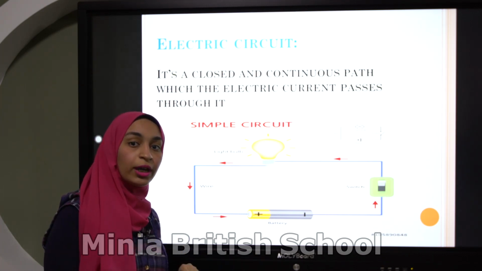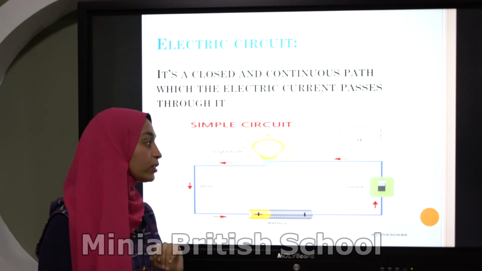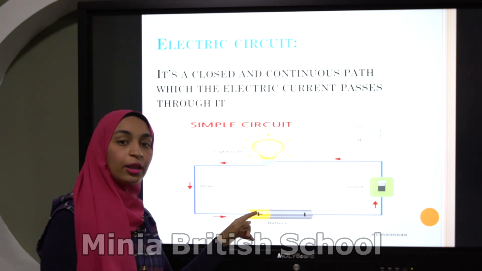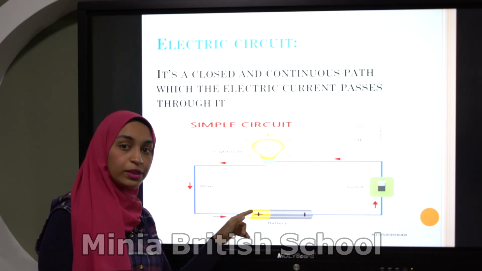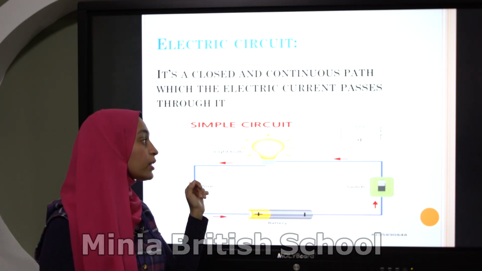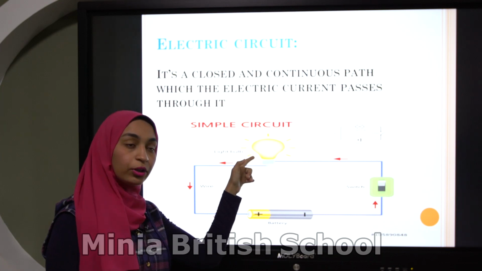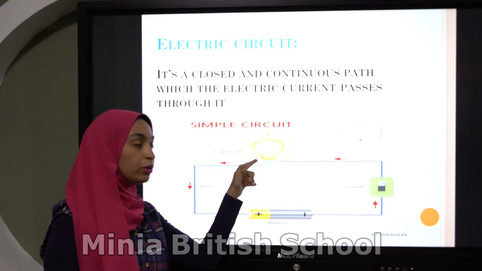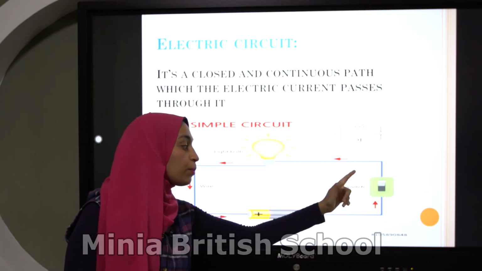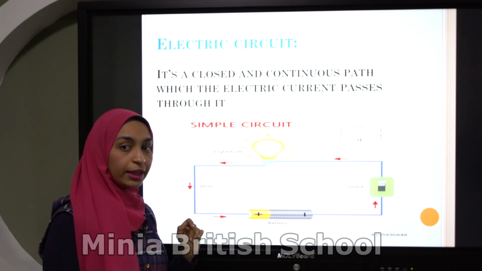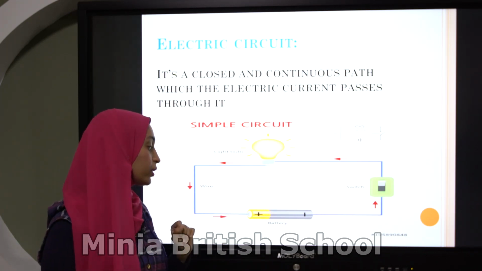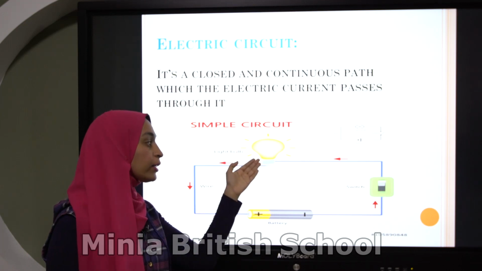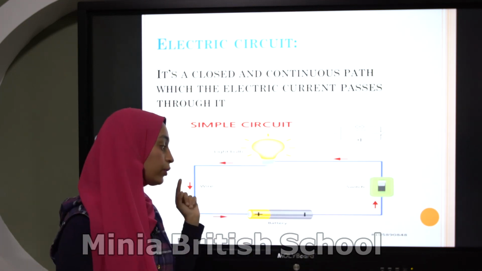How many parts do we have? 3 main parts. The first part is a battery. The second part, electric lamp or light bulb, whatever. The third part, wire. Again, we have 3 parts: battery, light bulb, and wire.